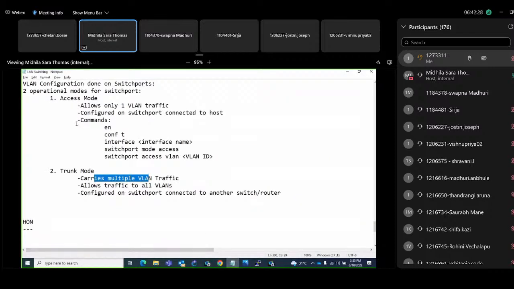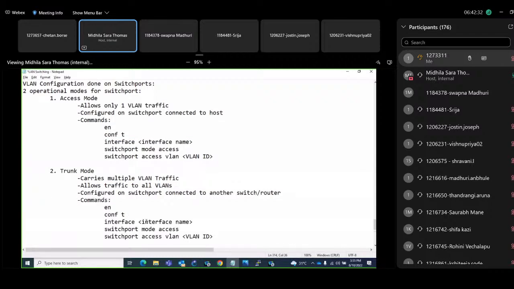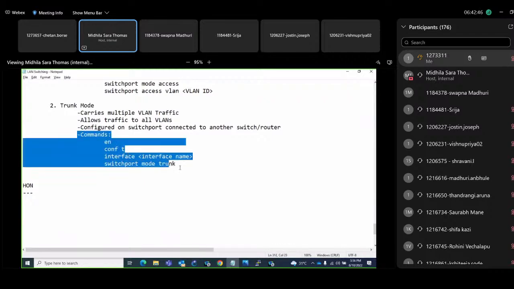And what is the command? Let me copy paste the same thing, with only one difference. Give the command switchport mode trunk. That's it. Done. I'll paste this in the chat box. Copy paste it and give me a thumbs up.